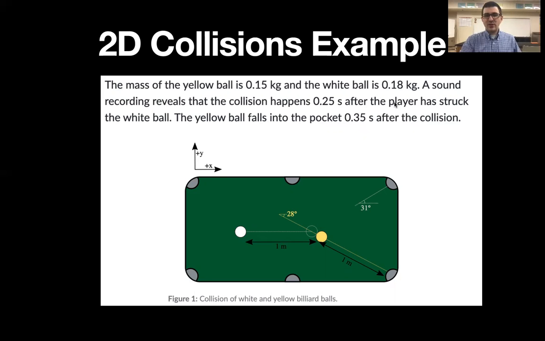We're given information about the masses of the billiard balls and how long it takes for this white ball to travel 1 meter and this yellow ball to travel 1 meter. From that, we can ask a series of questions. The question that I'd like to answer today is, what is the velocity of the white ball after it hits the yellow ball and flies off in a random direction? We know how fast the yellow ball goes because it only takes 0.35 seconds to go this 1 meter. So how fast is the white ball going?